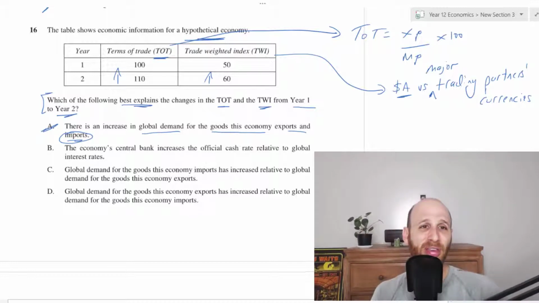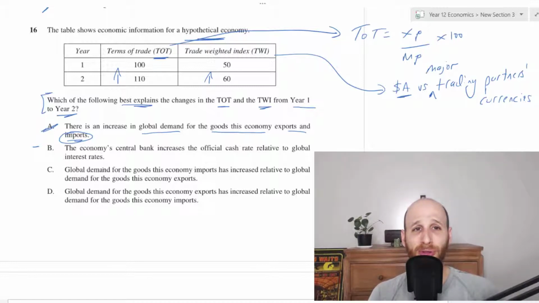B says the economy's central bank increases the official cash rate relative to global interest rates. Now, B, possibly we're going to see an increase in demand for that country's currency. So let's think about that.